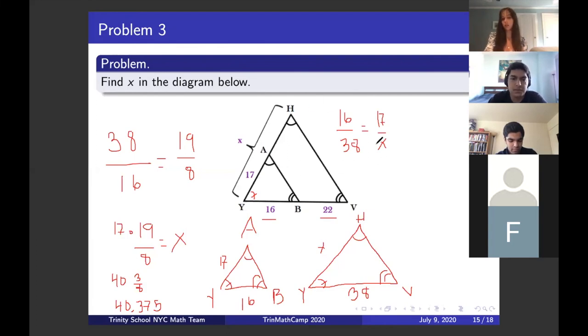And then you could cross multiply and basically get the same answer, where you'd say x times 16 equals 38 times 17. So x, and you'd get the same thing. You'd get 38 times 17 over 16 equals x, which will give you the exact same answer.